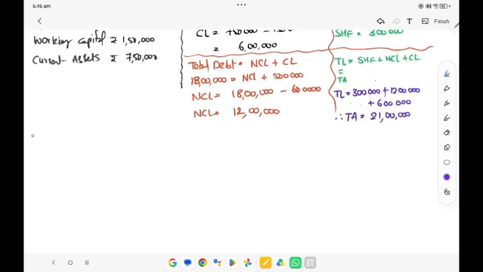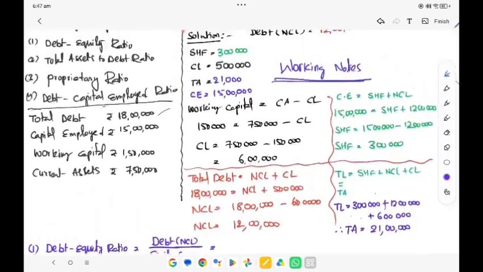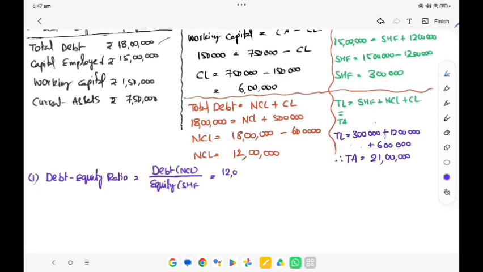Number 1, first, debt equity ratio. The formula for debt equity ratio is debt by equity, that is NCL by SHF, shareholder fund. Substitute it, which is equal to, what is the debt value given? 12 lakhs, and shareholder fund is 3 lakhs. So 12 lakhs by 3 lakhs. The answer is 4:1.